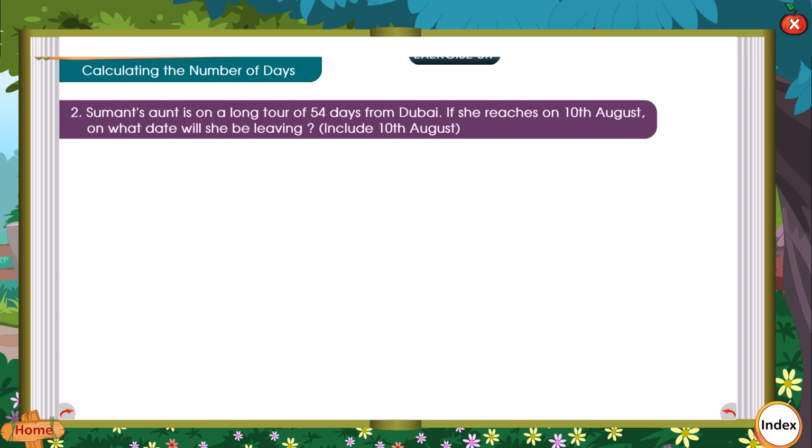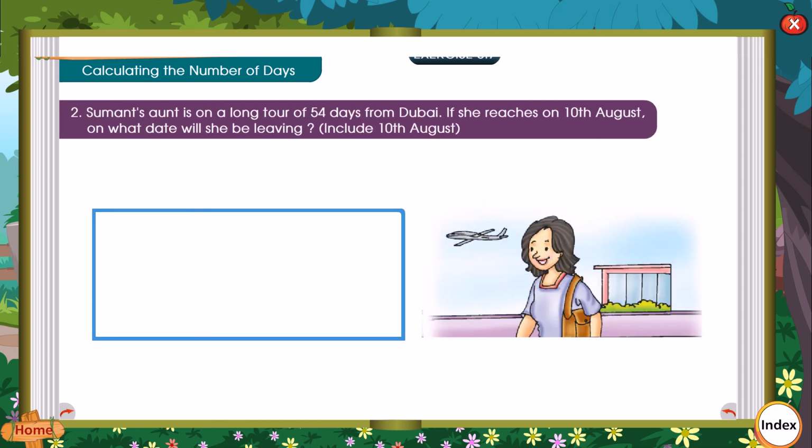2. Suman's aunt is on a long tour of 54 days from Dubai. If she reaches on 10th August, on what date will she be leaving? Include 10th August.